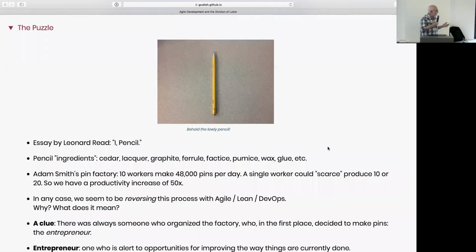If you haven't read it, it's quick, it's on the internet, and someone did a kind of melodramatic video of it too. But Read starts out by saying, nobody in the world knows how to make a pencil. Sounds kind of silly. There are millions, billions of pencils around. Someone must know how to make them, right?